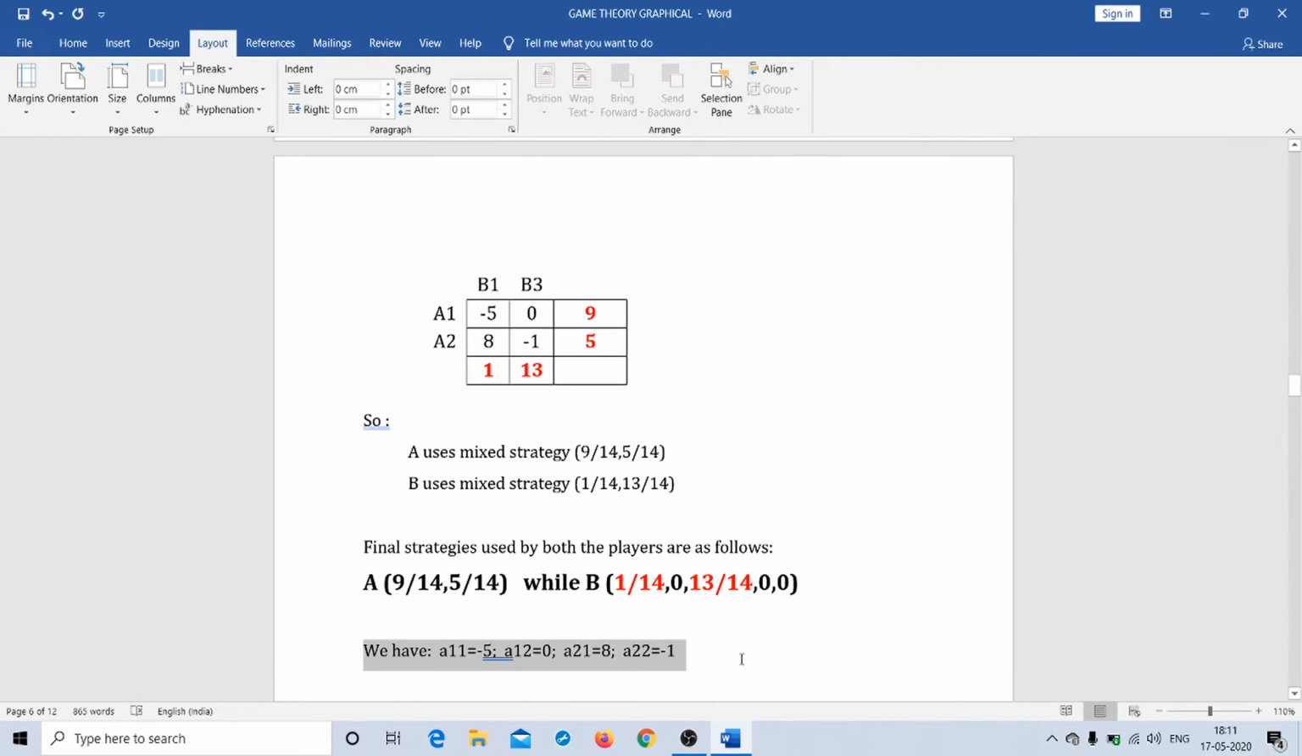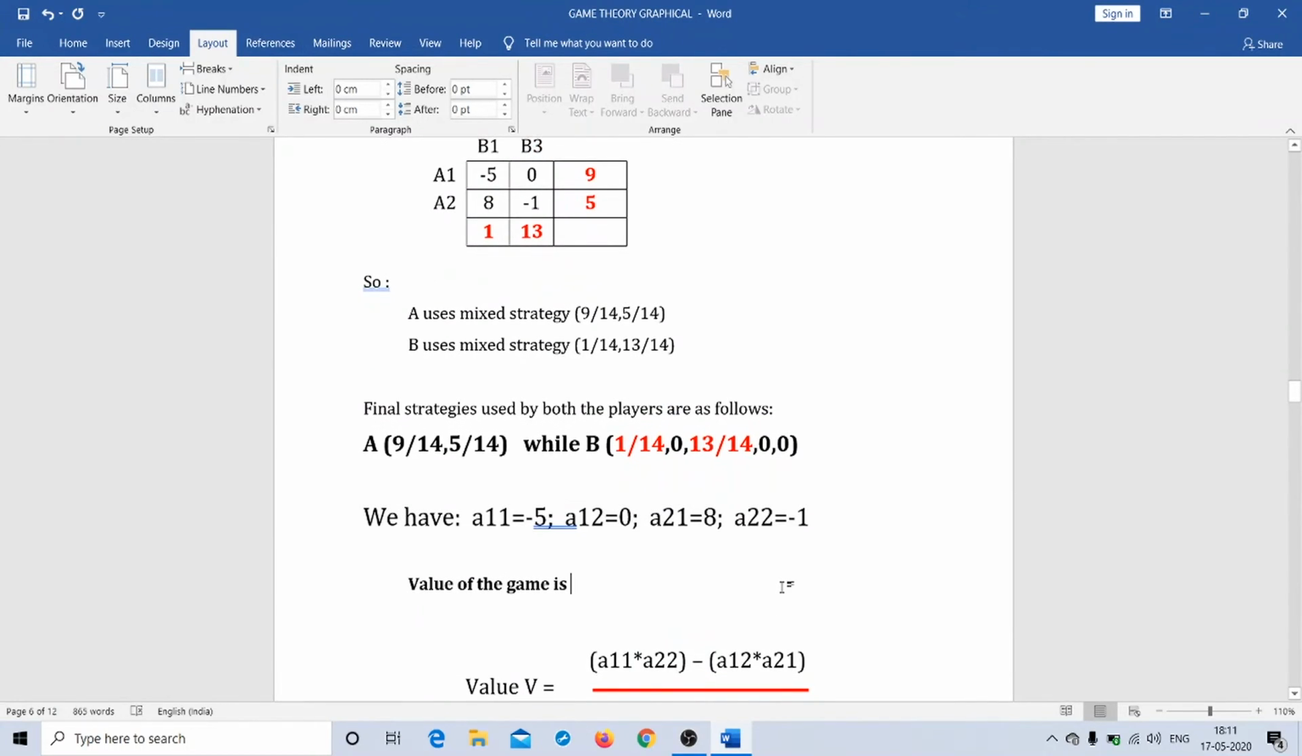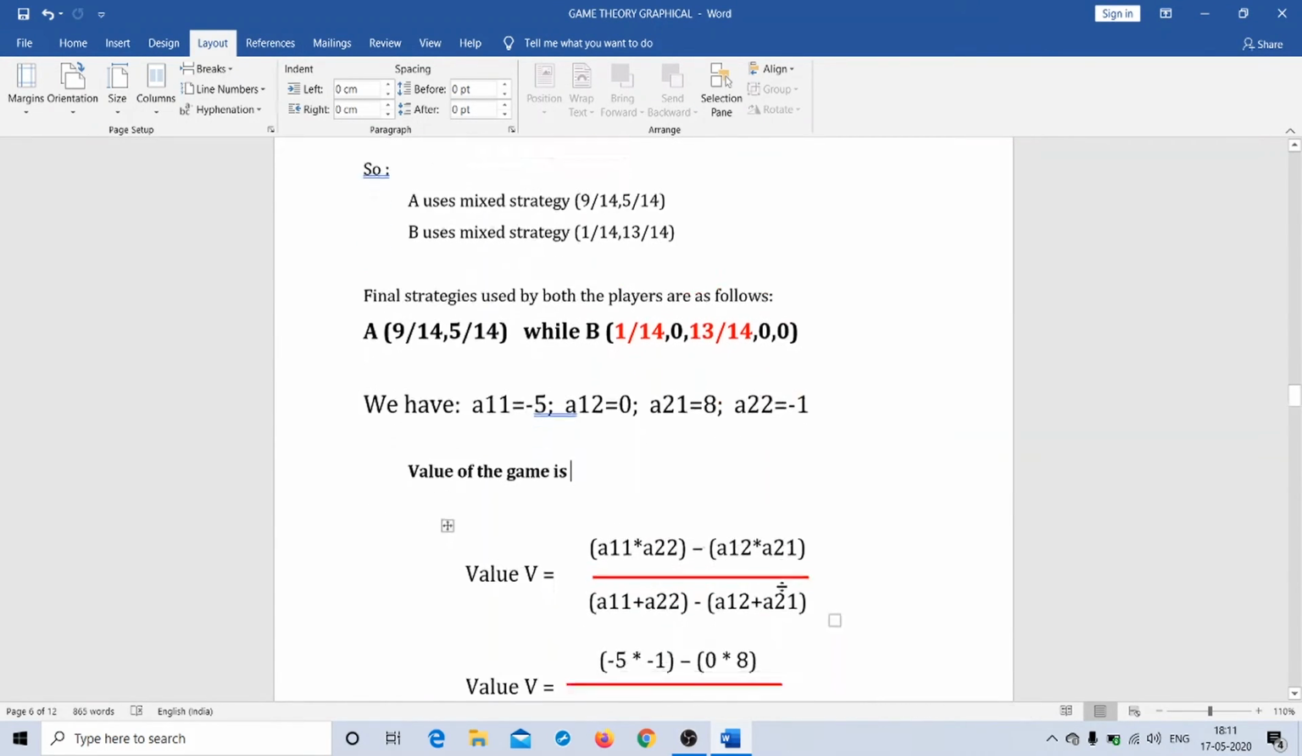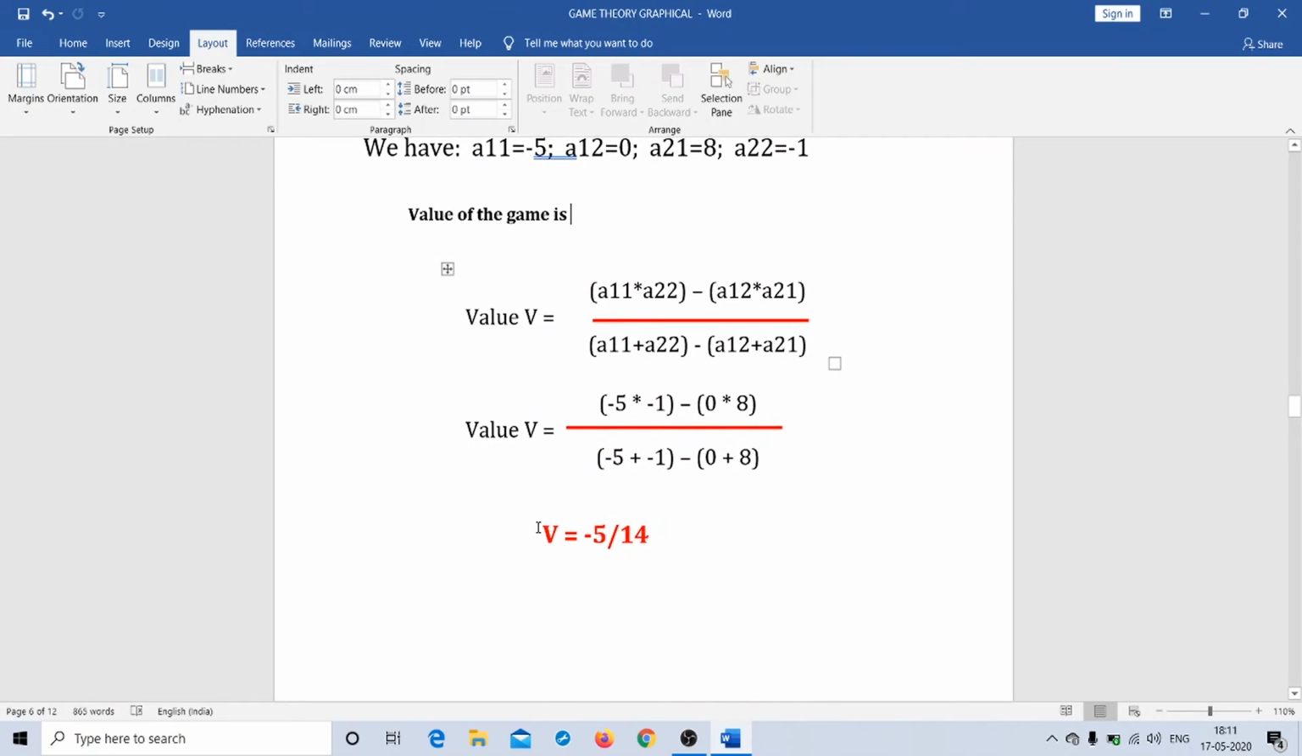And I have my values of A11 up to A22 like this. I just substitute these values in the formula, which you are already aware of, and I get the value of the game as -5 by 14. So this is how basically you will end up solving the graphical problems which involve 2 cross n game.